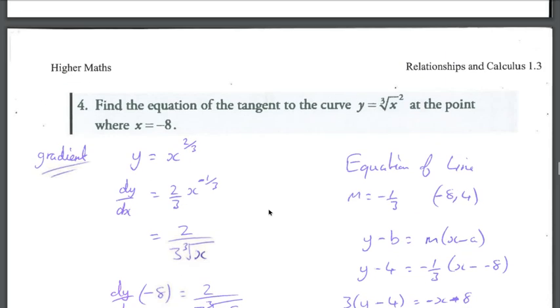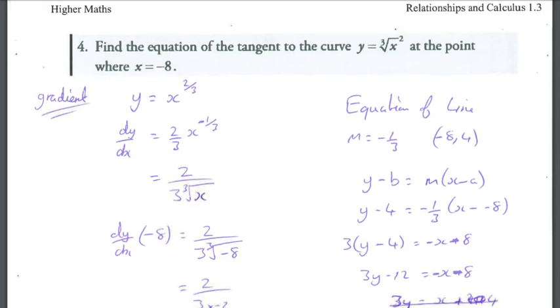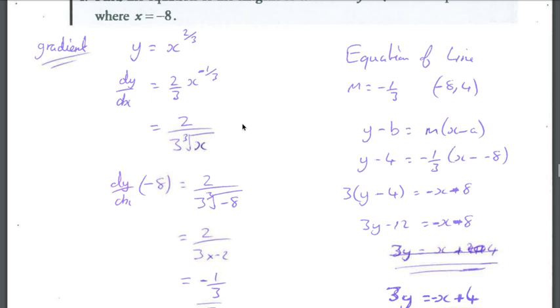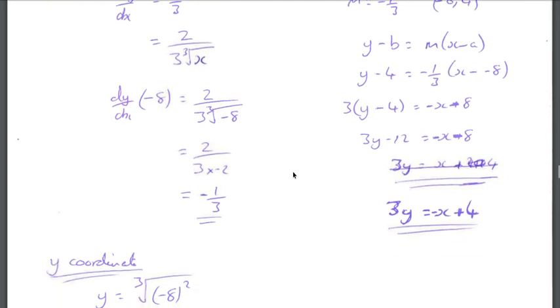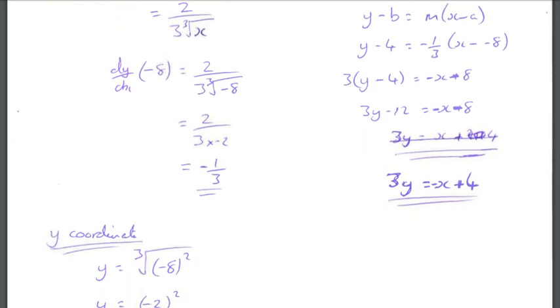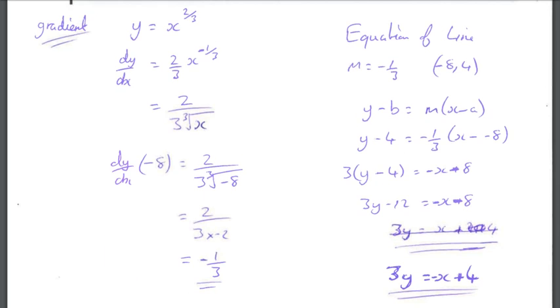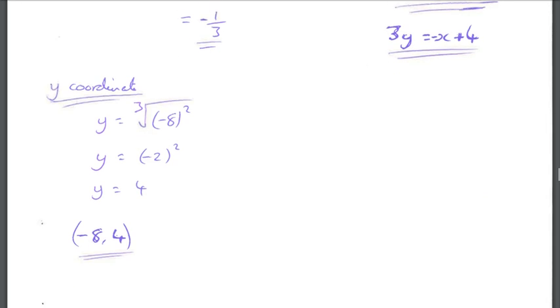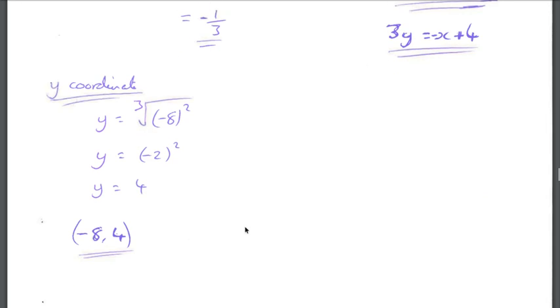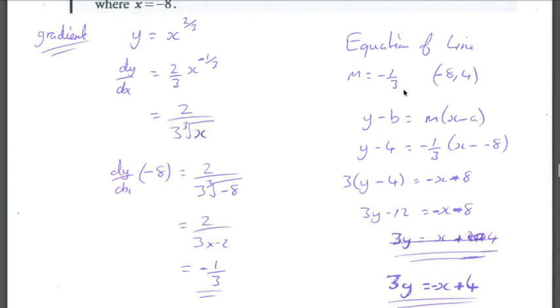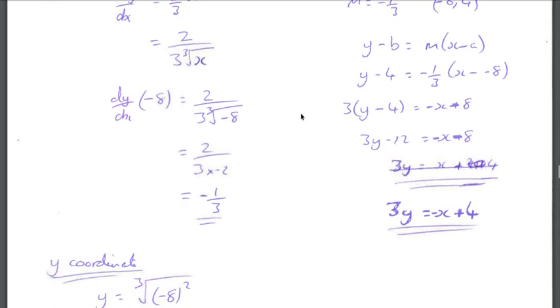So it's a more complex example, but only more complex because we have fractional indices and the manipulation involved is slightly trickier. Okay, but we are following the same strategy every time for this. It is find the gradient, find the y-coordinate or the x-coordinate if necessary. Like in question 3, when we were given the y-coordinate, we needed to find the x-coordinate. And once we have a point on the line and the gradient, after that we use y minus b equals m bracket x minus a.